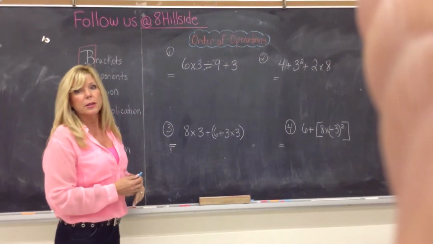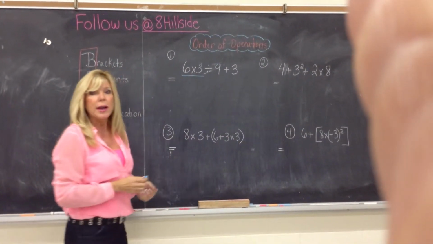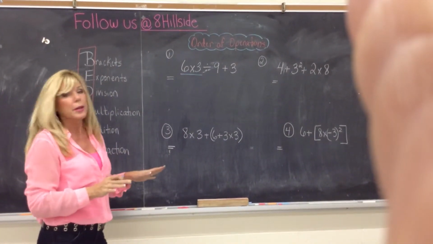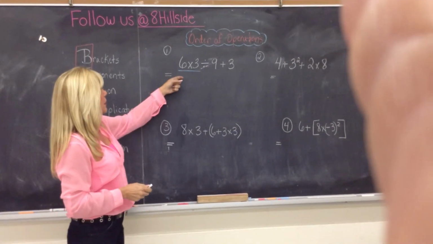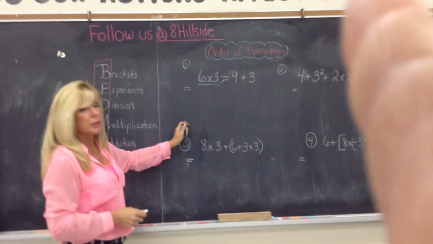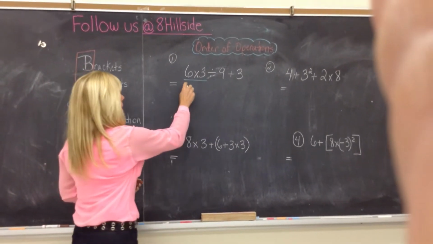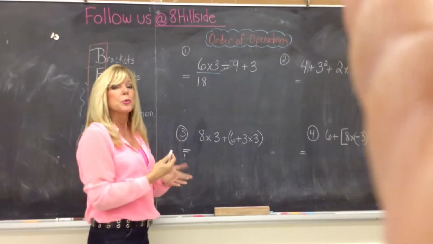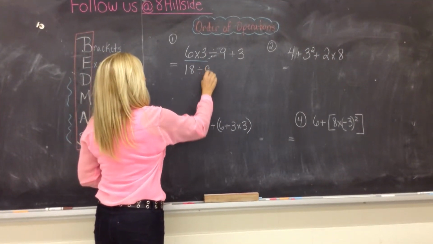In this particular equation, we have 6 times 3. So we're going to do that first. We're not even going to worry about the rest of the equation yet. Then I can go down to my next line, and you always line up your equal signs, and actually do 6 times 3, which is 18. Then I'm just going to rewrite the rest of my question. Divided by 9 plus 3.